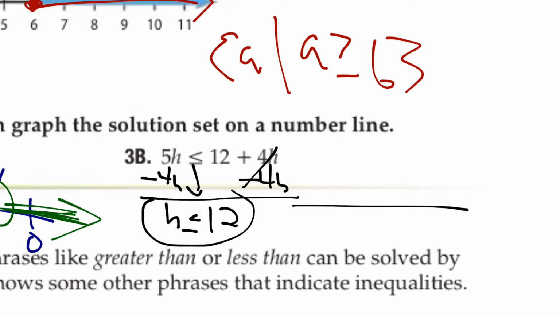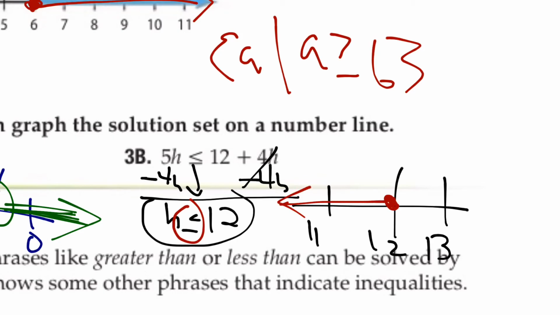So how do I graph that? I'm going to go 12, 13, and 11. Okay, is it going to have an open or closed circle? Well, it has the equal to, so it's going to be closed. And it's less than, so all the numbers that are less than 12.